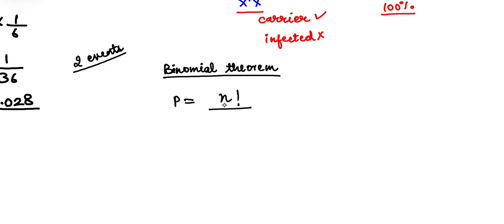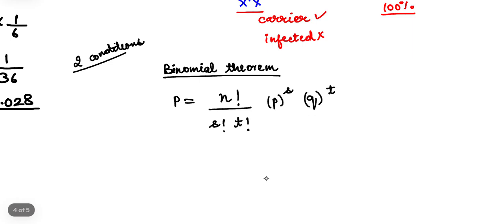N is talking about the total number of events. Okay, so these are not events, these are the two conditions, what we can say. So the factorial of n upon the factorial of s, the factorial of t, then in bracket we have p to the power s and q to the power t. This is what the binomial theorem is.